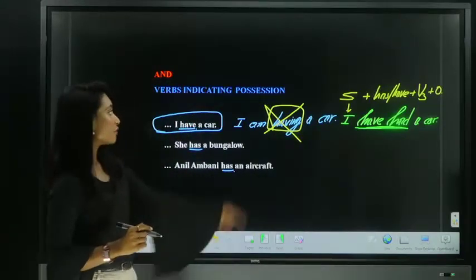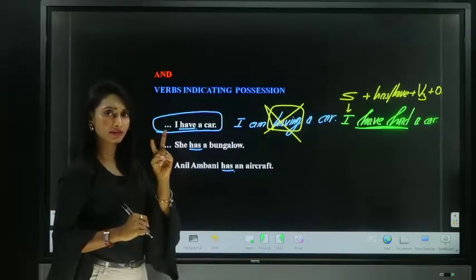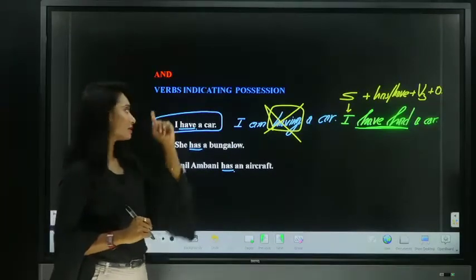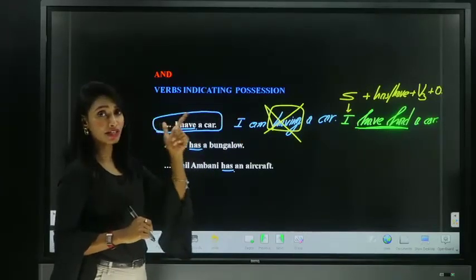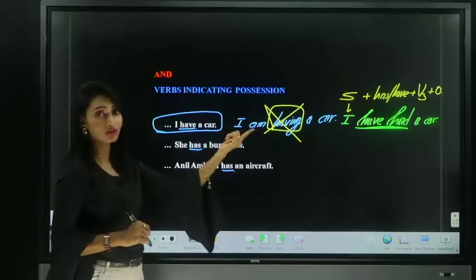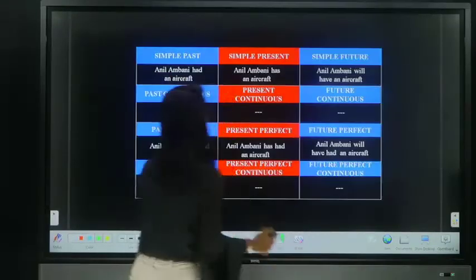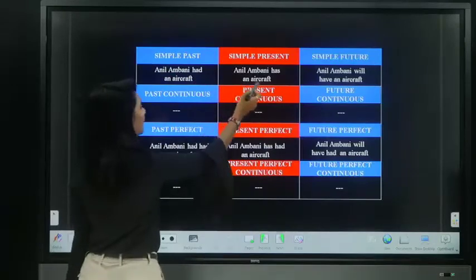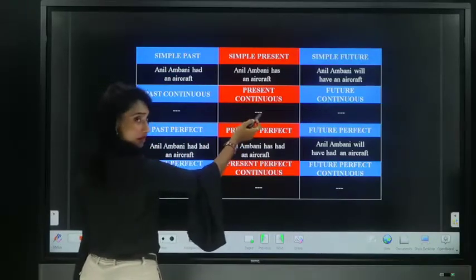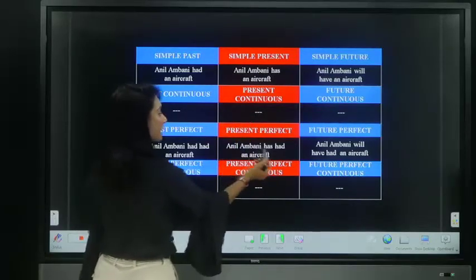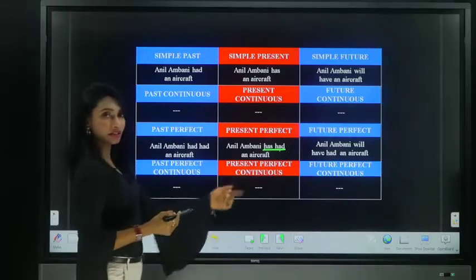That means for verbs of possession, two forms of tenses are possible. One, simple form. Two, perfect form. Continuous and perfect continuous are not possible because we cannot write ing forms for verbs of possession. So here we go. Anil Ambani has an aircraft. You cannot write it in continuous. Anil Ambani has had an aircraft. There is no perfect continuous.